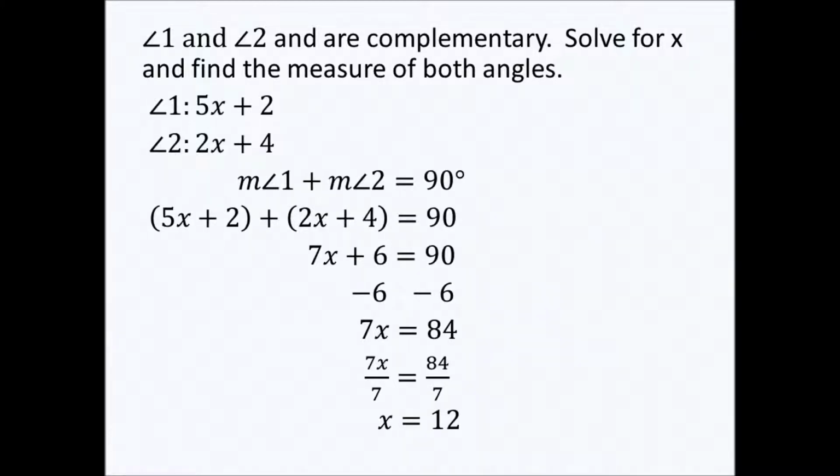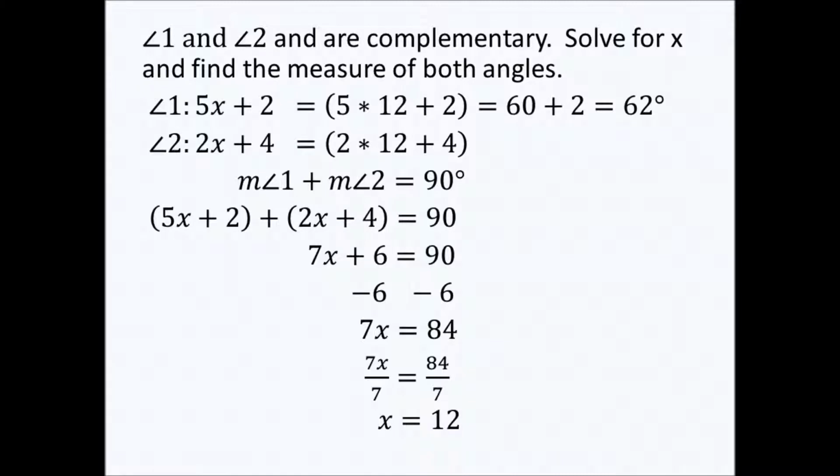Next, we substitute the 12 for the x in the algebraic expression 5x plus 2. 5 times 12 plus 2 equals 60 plus 2, which equals 62. Then we substitute 12 for x in 2x plus 4. 2 times 12 plus 4 equals 24 plus 4, which equals 28.